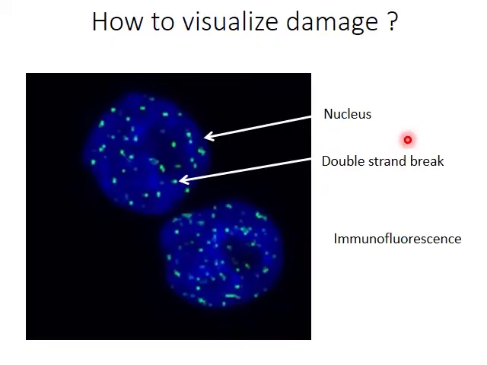It is possible to visualize double-strand breaks using a technique called immunofluorescence. Here, one can see the nucleus of a cell in blue, and each little green dot is a double-strand break that has to be repaired.